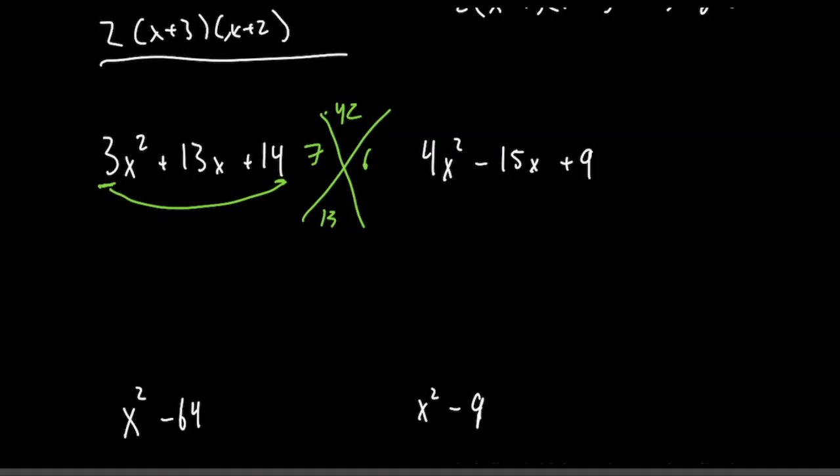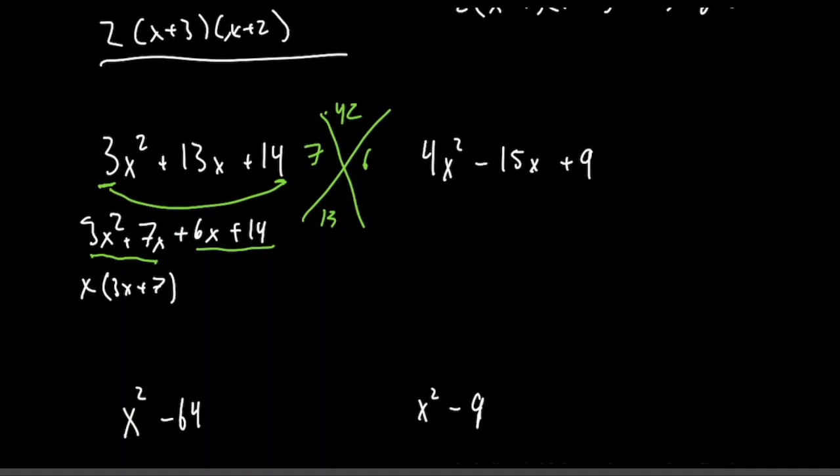So we'll do 3x squared plus 7x, because we're splitting the 13x, plus 6x plus 14. Now we're going to split this expression in two and factor each part separately. For the 3x squared plus 7x, we can factor out an x, so we'll be left with x(3x plus 7).